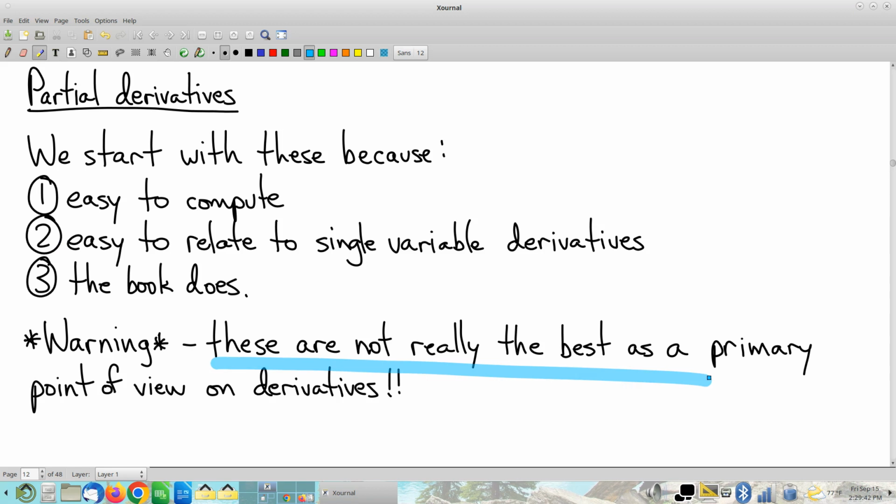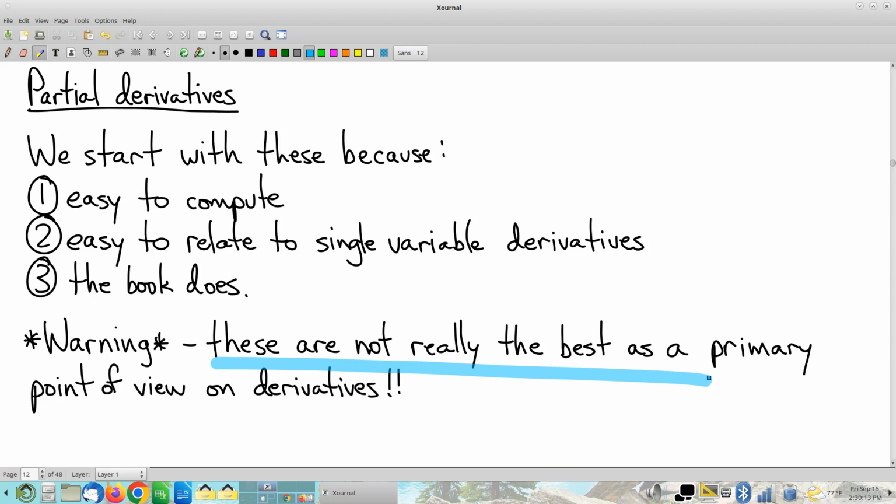This isn't really the best point of view on differentiation, in my opinion. I think there's a much better way to think about derivatives than partial derivatives. Partial derivatives serve an important role. We need them. It is very valuable that they're so easy to compute. They're good things. I'm not anti-partial derivative. But I don't want you to think that this should be your cornerstone point of view on derivatives in this class. It really shouldn't.